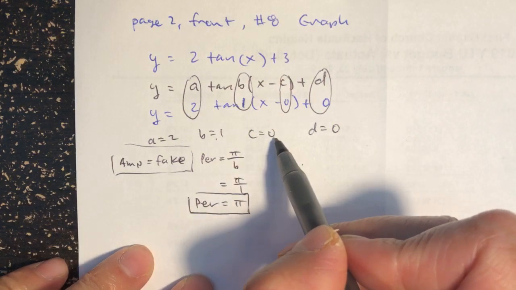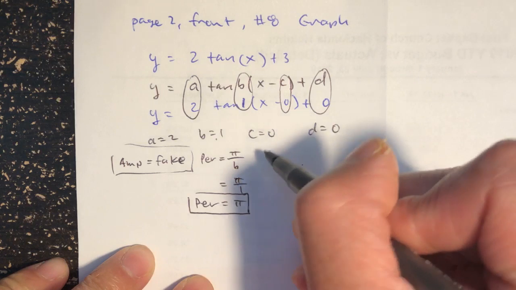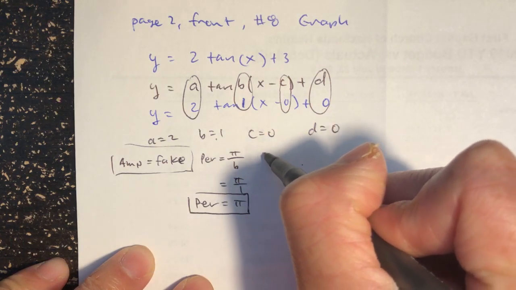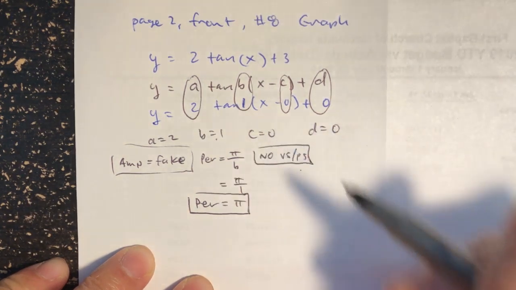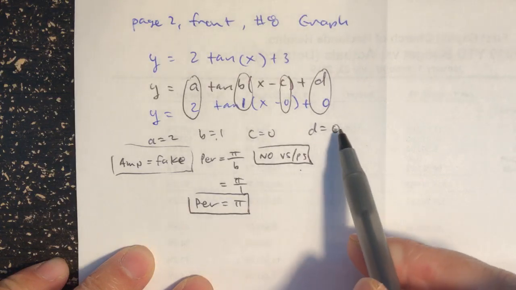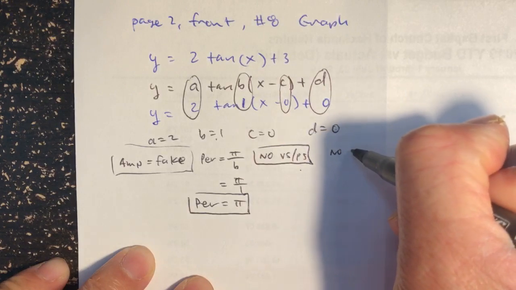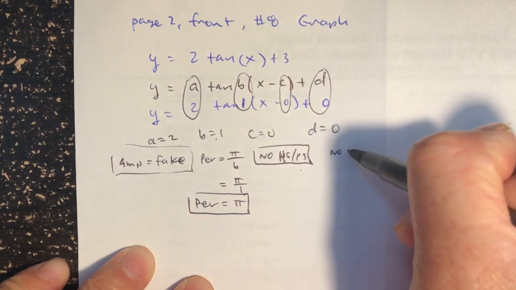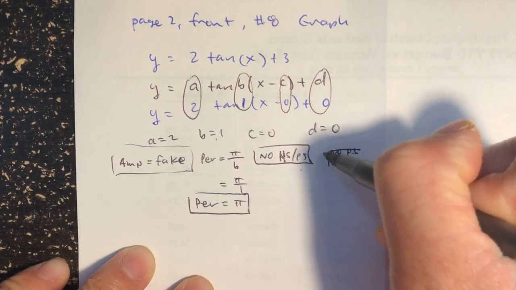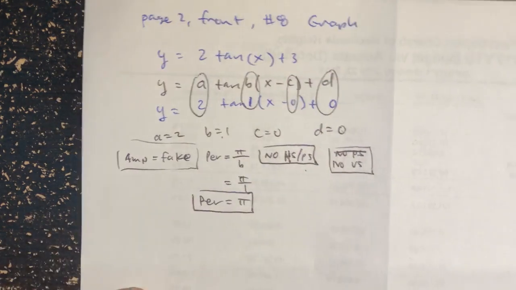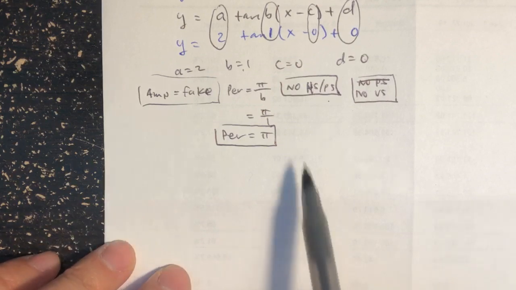And then my c value helps me find the horizontal or phase shift. So that means there is no horizontal or phase shift. And then our d value, because it is 0, it's telling us there's no vertical shift. So it's not going up or down. Okay. Now we know the period.